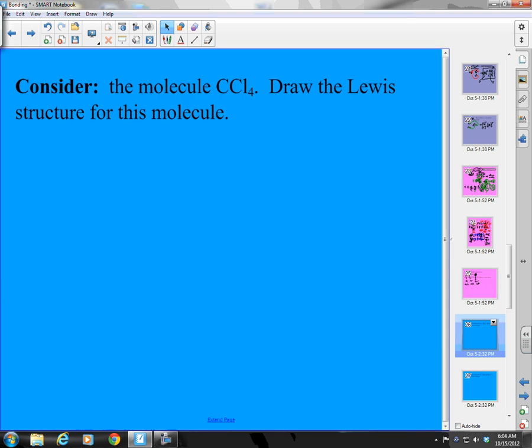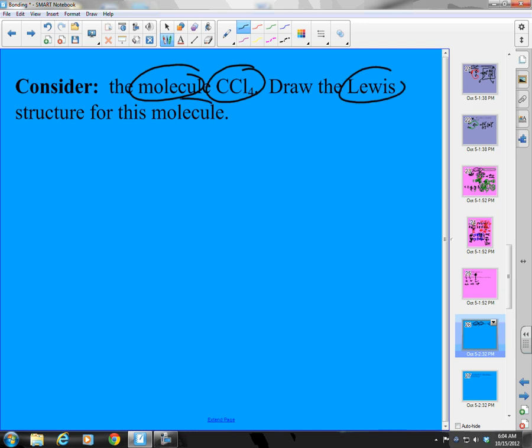Okay, consider the molecule carbon tetrachloride. Draw the Lewis structure for this molecule. What are we going to do here? Well, we have an idea. We have a molecule, and it says draw the Lewis structure for the molecule.